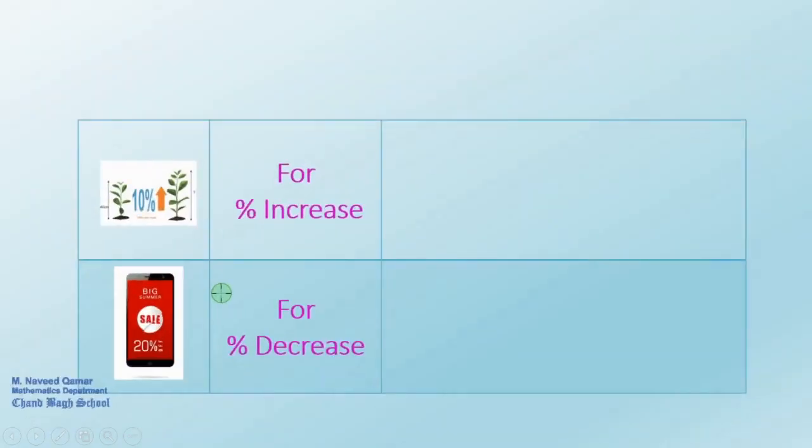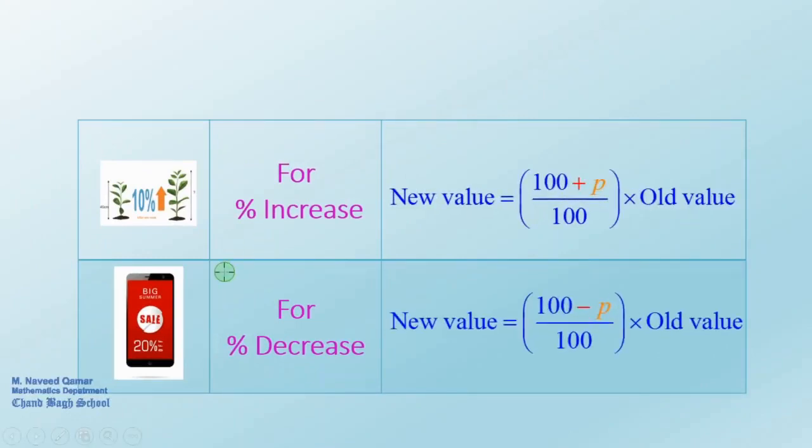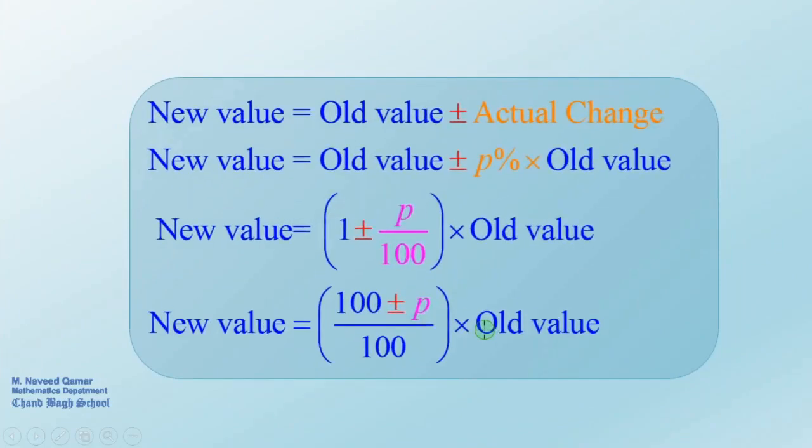In these two examples, we used these two formulae. Notice the difference. For percentage increase, we have a positive sign inside the bracket in the formula, and for percentage decrease, we have a negative sign inside the bracket. Although there is no importance from an exam point of view of this derivation, it is good to have a look at this.